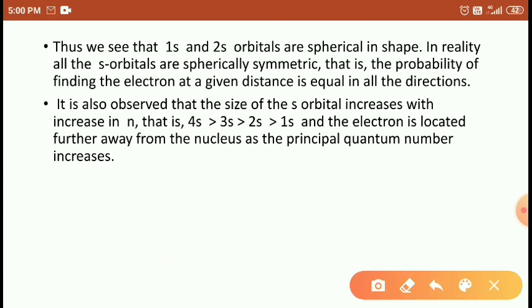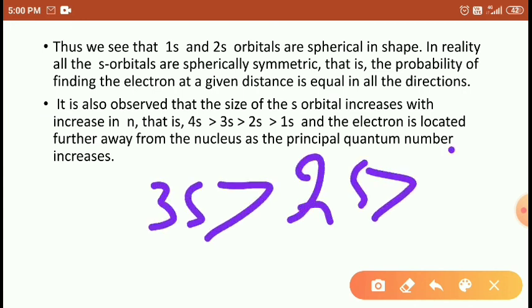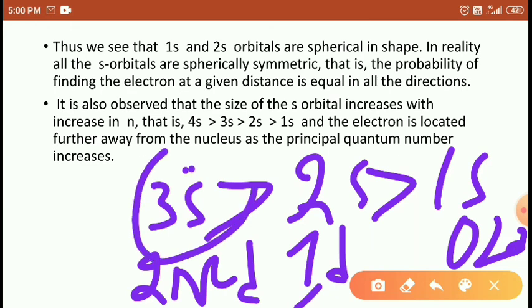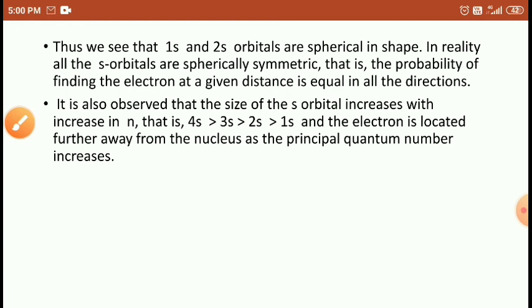And it is observed in equal distance and direction. And it is observed that the size of the orbital increases: 4s is greater than 3s, 3s is greater than 2s, 2s is greater than 1s. Students, we have already seen that the 3s orbital is greater in size than 2s, and 2s is greater than 1s, because 3s has two nodes, 2s has one node, and 1s has zero nodes. So in this region, the size of 3s is larger as compared to 2s and 1s. Right, students?